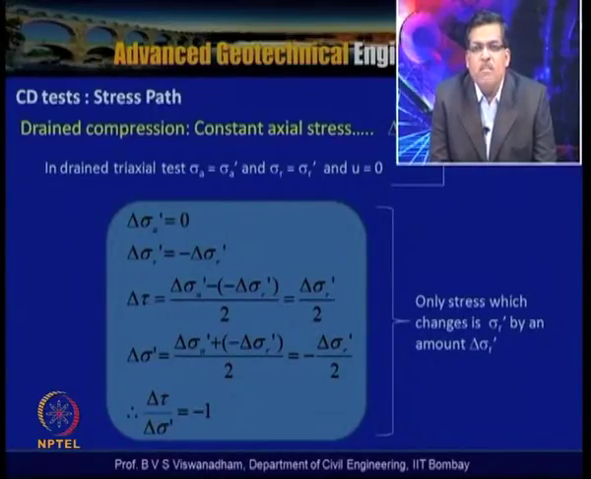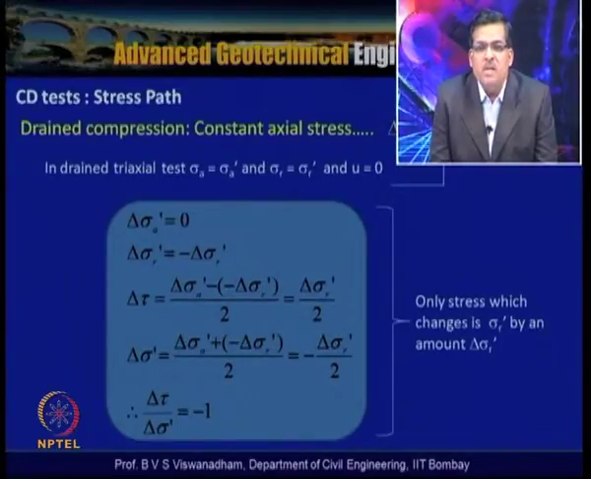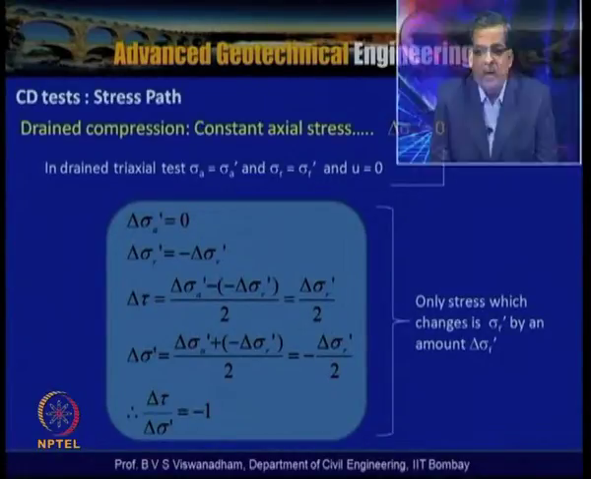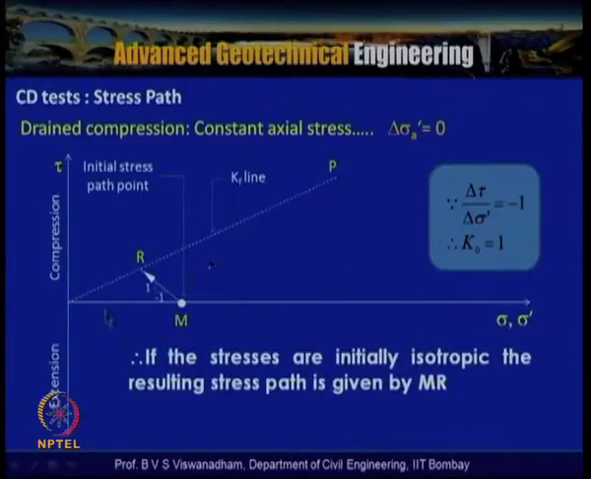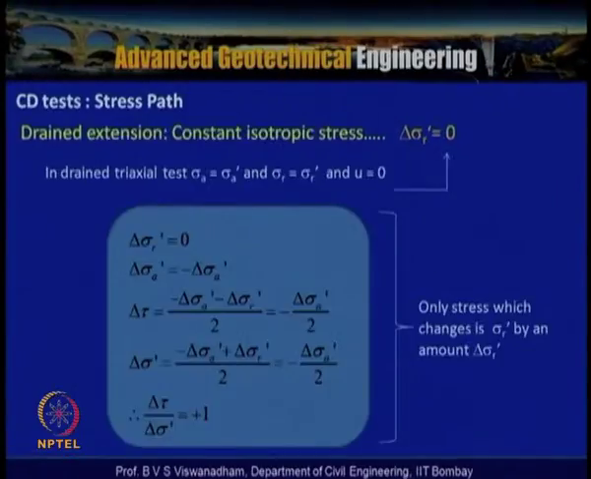So when we have the sample with delta sigma a dash equal to 0, and we keep on increasing delta sigma r dash, the sample experiences delta tau by delta sigma dash with a slope of minus 1. That means vertical minus 1, horizontal 1, you can see here. So in this case, with constant axial stress, delta sigma a dash equal to 0, and if the stresses are initially isotropic, the resulting stress path is given as MR, which has delta tau by delta sigma dash equal to minus 1, with K naught equal to 1.